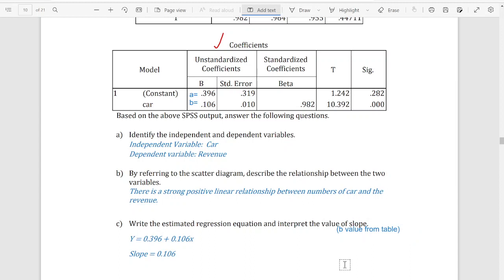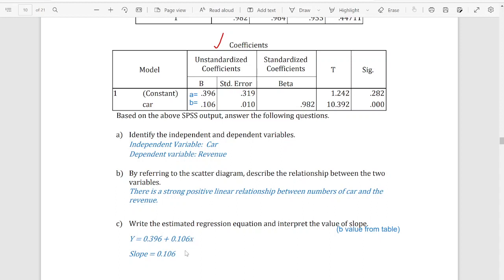Okay, refer to the B value from the table. So you can write the estimated regression equation. The regression equation is simply y, the dependent variable, equal to A, the first row, that is 0.396. Then B is equal to positive 0.106. Ada positive. Kalau depan ni negative, that means it will be negative. But this one is positive, so plus 0.106 multiplied by the independent variable x.